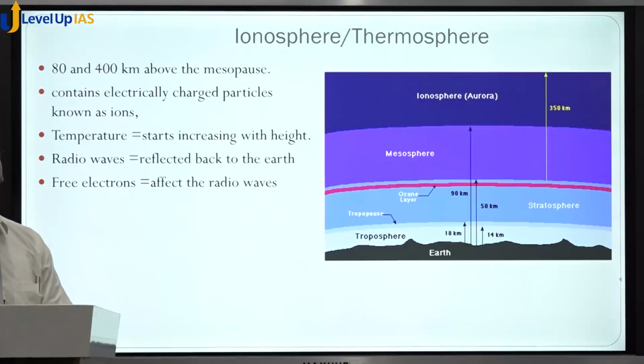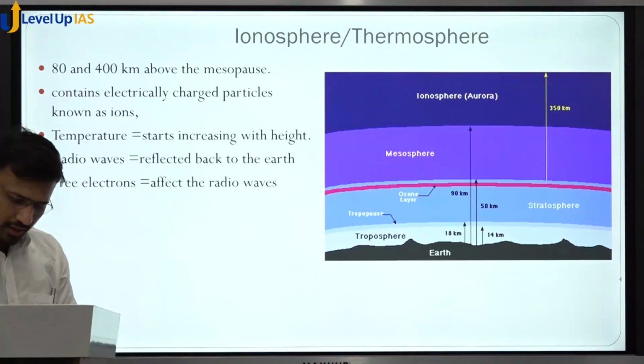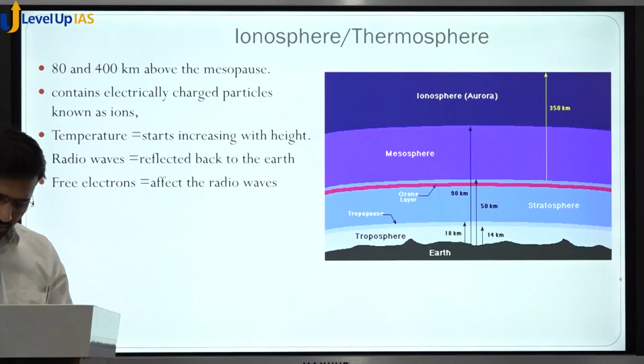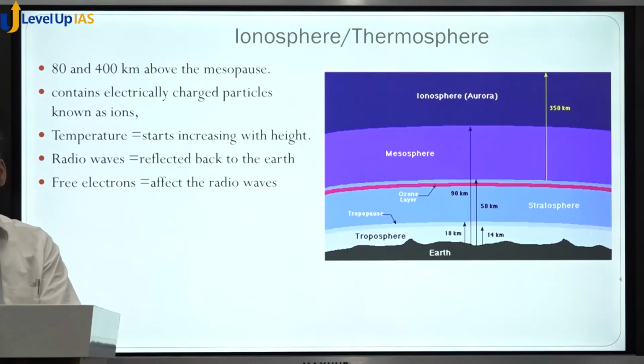Now next is the ionosphere. We have seen that the ionosphere is very important for the purpose of radio communication. The height of the ionosphere is from after 80 kilometers to 400 kilometers, you have this ionosphere.